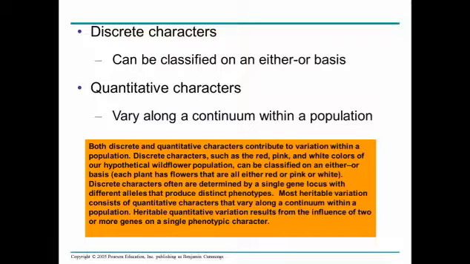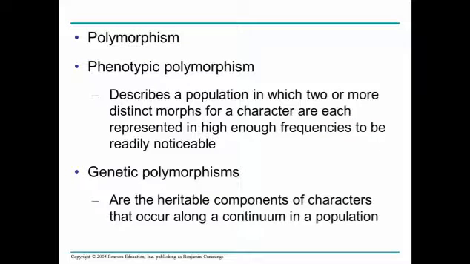Whereas quantitative characters vary along a continuum. You might be 6'1", or 6 foot, or 5'11", or 5'10", or 5'9", and so on. They vary along a continuum. Those would be quantitative characters. So these phenotypic characteristics contribute to your morph or your shape. So polymorphism is varying shapes for a certain characteristic.